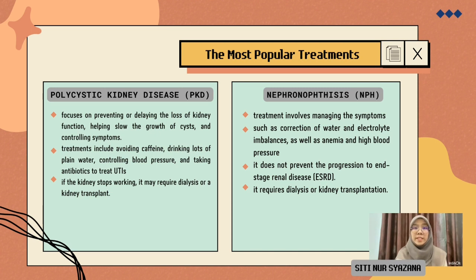The second one is nephronophthisis (NPH). The treatment involves managing the symptoms, such as the correction of water and electrolyte imbalance, as well as anemia and high blood pressure. Although this treatment can help to prevent the rapid decline of renal function, it does not prevent the progression to end-stage renal disease. So, if the patient is in end-stage renal disease, it requires dialysis or kidney transplant.